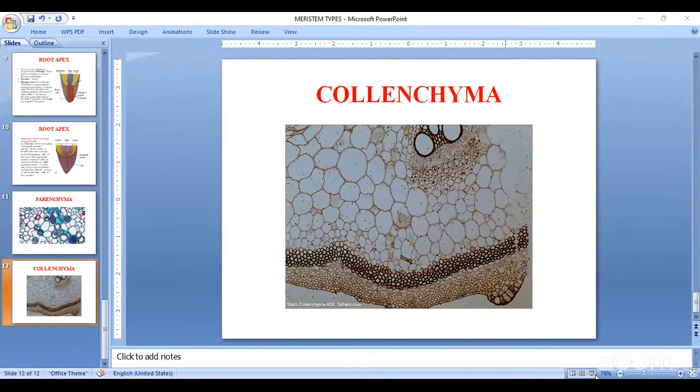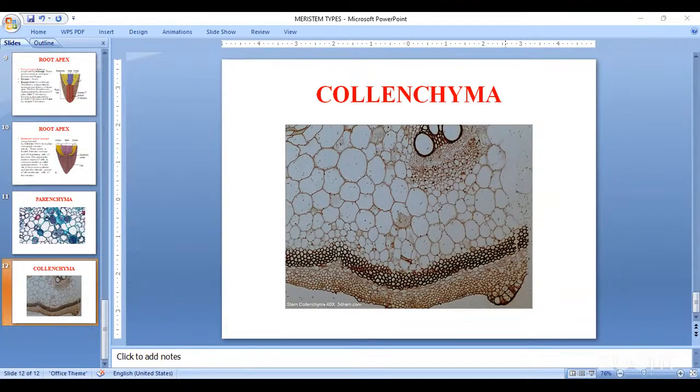Take collenchyma. This is collenchyma. But what you observe between parenchyma and collenchyma is that in collenchyma the intercellular spaces are very few or absent. If you see the chemical structure of the cell wall, it is made up of pectin and cellulose. Apart from cellulose, pectin is also present. So that is the difference between collenchyma and parenchyma.